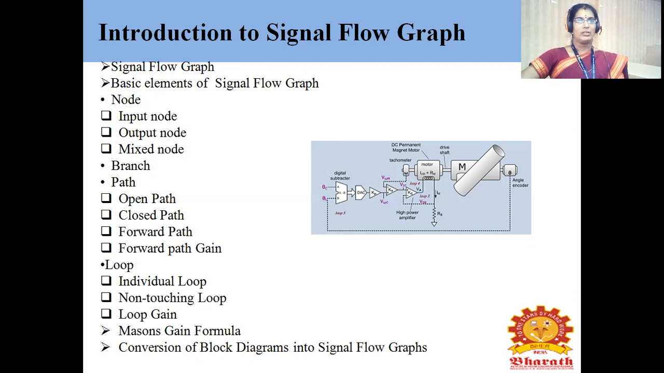After knowing the terms and the process of signal flow graph, using Mason's gain formula, we are going to obtain the transfer function of the given system. Then we will be seeing a block diagram to signal flow graph conversion, and then how we are going to obtain the transfer function using signal flow graph analysis.